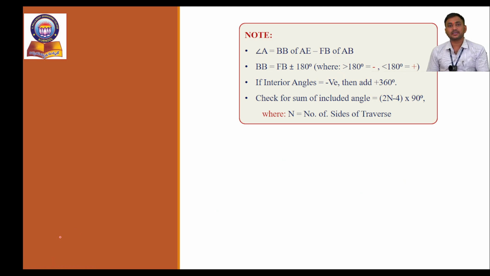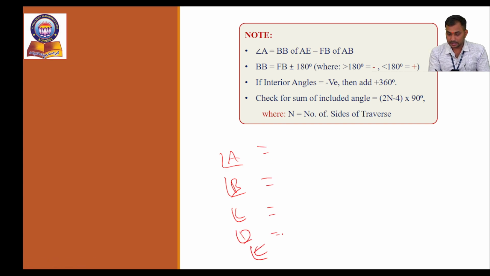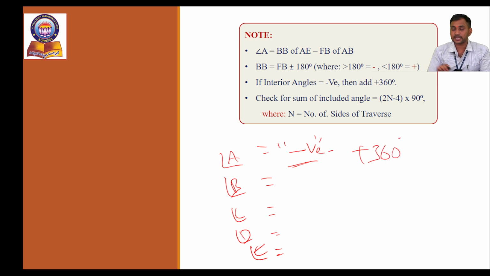And next one, while calculating our interior angles, if we get the interior angle value in negative, then add plus 360 degrees. That is, from 360 degrees we have to remove that negative value, then we will get the interior angle value.